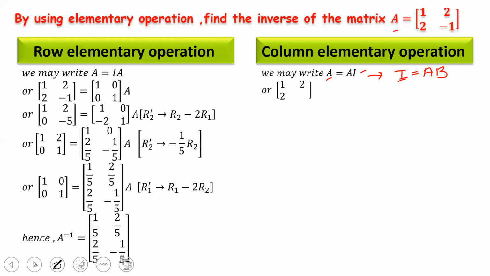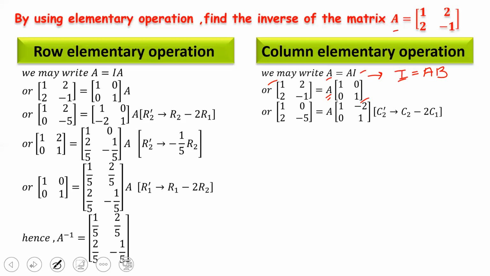So put the value 1 2 2 minus 1. A is equal to A into I. And this A, we will not disturb; it will remain unchanged. Now we have to use the column operation on these two matrices, this one and this one. Firstly, we change column 2 by column 2 minus 2 column 1.